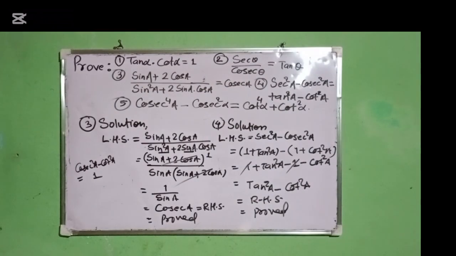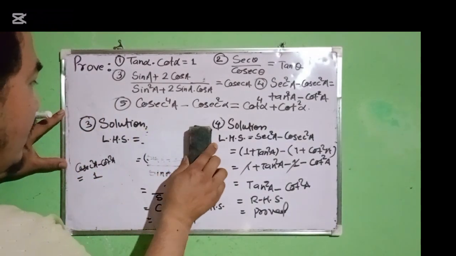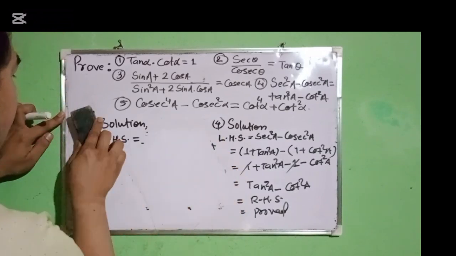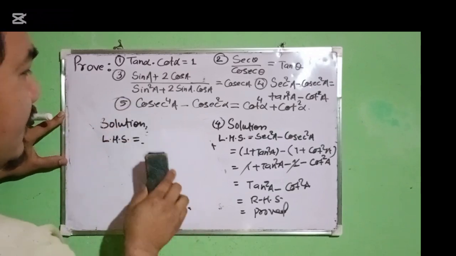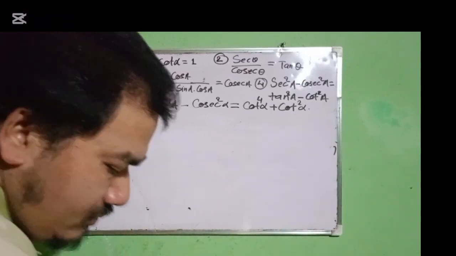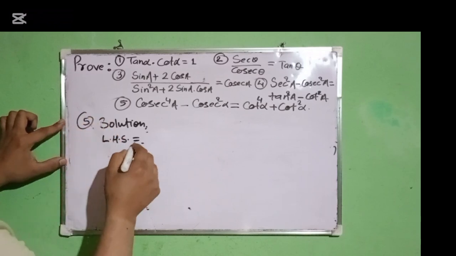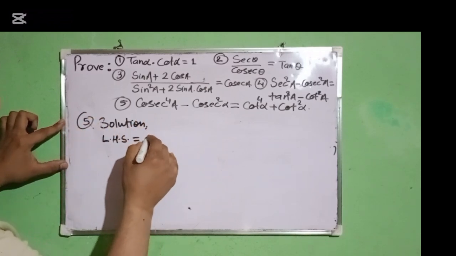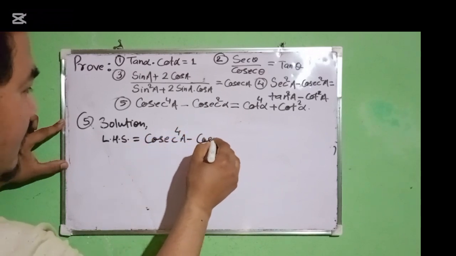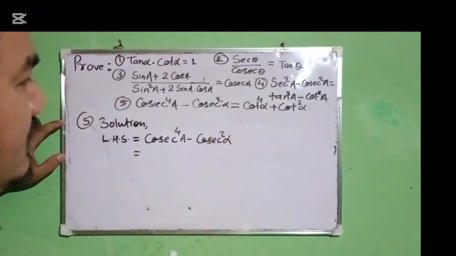Okay. Now let's see here 5 number. In 5 number, look children, here is given cosec power 4A minus cosec square alpha. Look, we need to bring cot power 4 alpha plus cot square alpha.